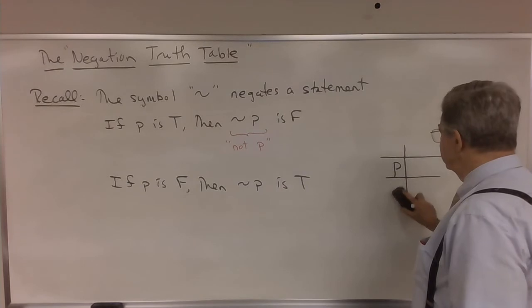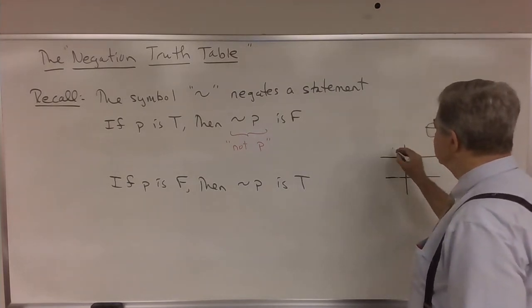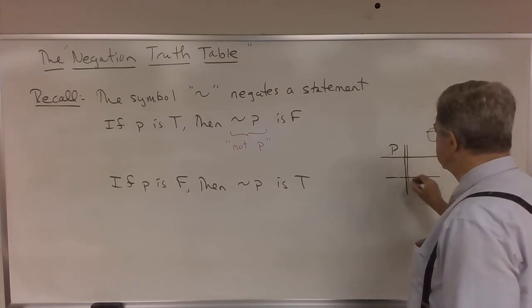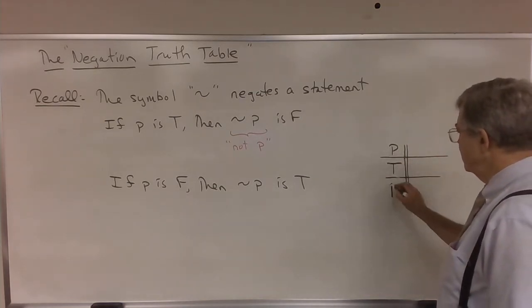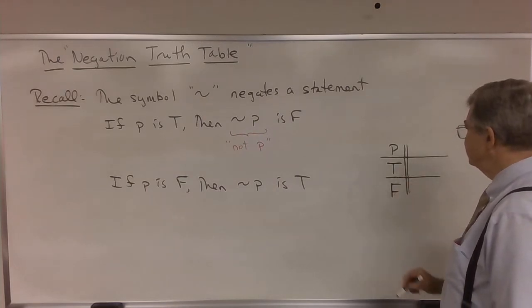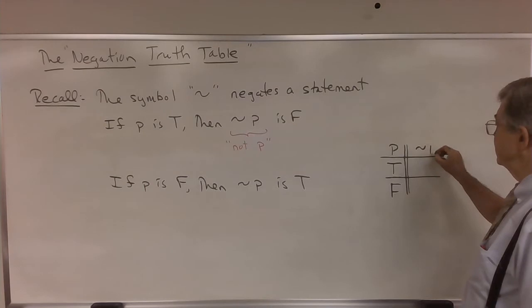So why am I writing it twice? Beats the heck out of me. Okay, here's my simple statement. And P can either be true or it can be false. Now here's my compound statement, not P.